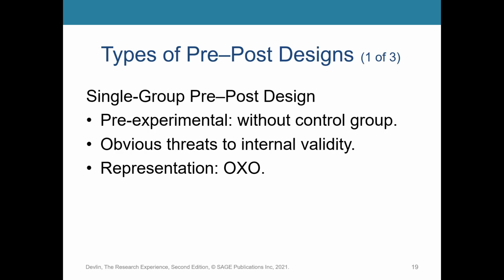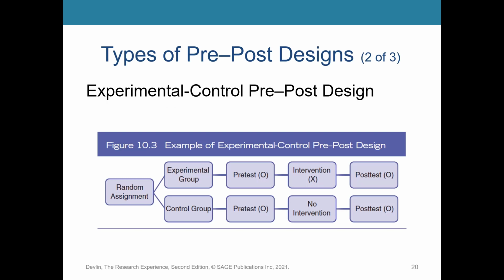Now, the issue you run into here is threats to internal validity. And some researchers say that if you don't have a control group, then these studies offer no scientific value. Now, there's also the experimental control pre and post design. So here you have random assignment, and you get assigned to either the experimental group or the control group. The experimental group gets a pre-test, then an intervention, and then a post-test. The control group gets a pre-test, no intervention, and a post-test.